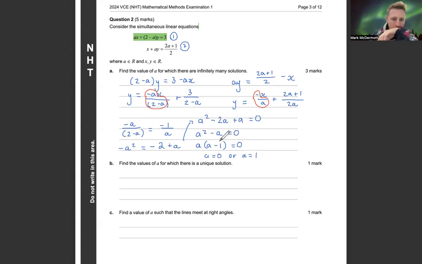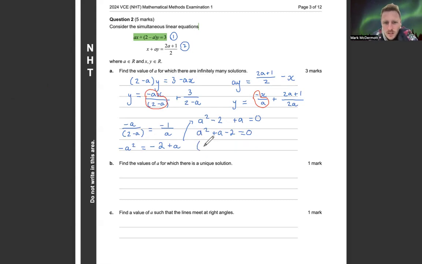And that's not right. Where did I go wrong? Oh, where did that a come from on the 2? That's no good. Let's try that again. There was not supposed to be that there. So this becomes a squared plus a minus 2 equals 0.